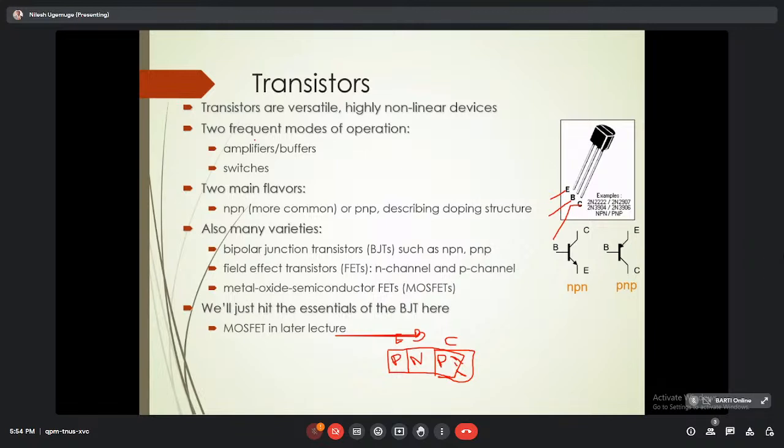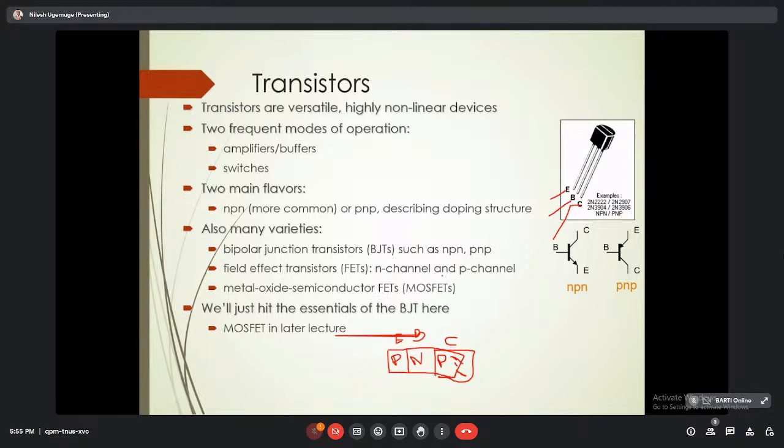But better for normal operation, we can keep the emitter to base junction forward biased and the base to collector junction reverse biased. Then, as I have mentioned, there are two main flavors: NPN, the more common transistor, or PNP, describing the doping structure. There are also many varieties. The bipolar junction transistor has two types, NPN and PNP. Another one is the unipolar junction transistor, which can be of the type field effect transistor, which we call the FET.